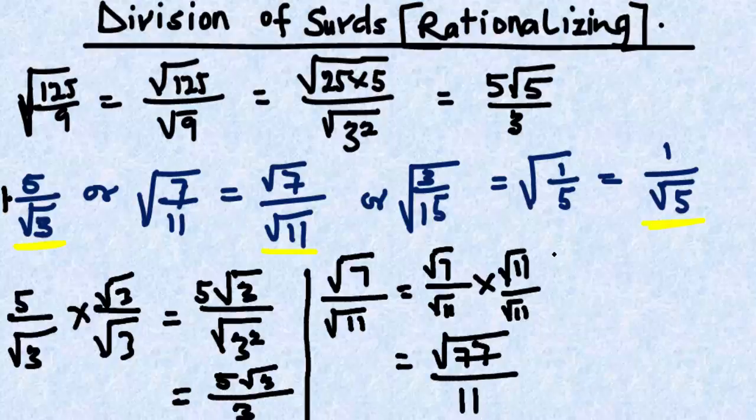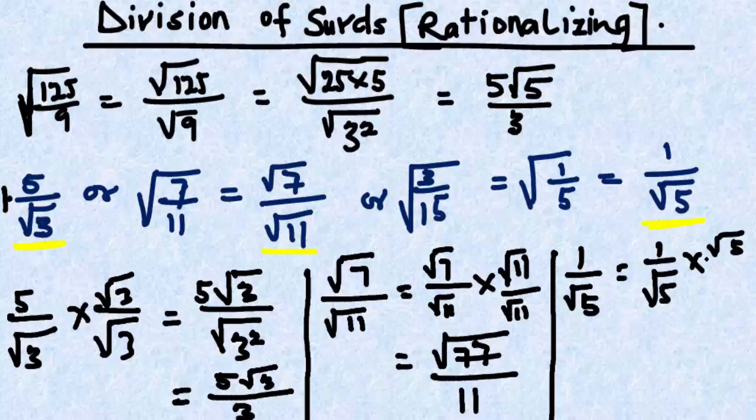Now the last one will be 1 over root of 5, multiplied by root of 5 over root of 5. So 1 times root of 5 will give us root of 5, then root 5 times root 5 will give us 5.